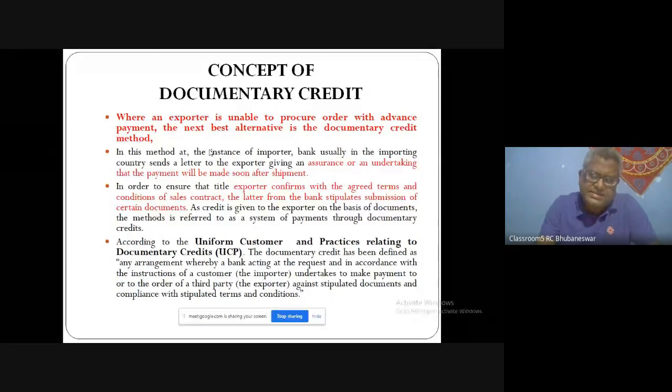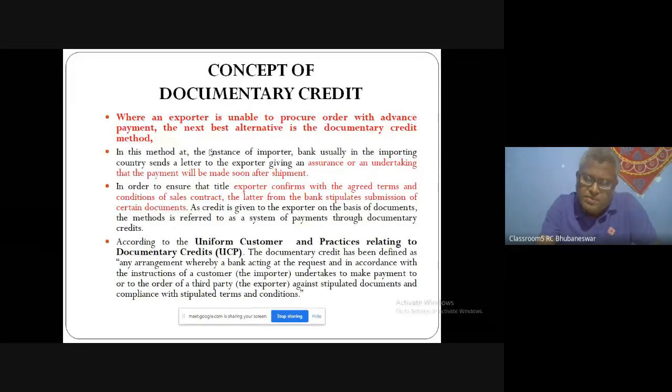It means one bank is an intermediary between two parties, undertaking payment on or soon after shipment. Shipment means delivery of the goods. You sometimes read in your book about pre-shipment credit and another one, post-shipment credit. Here, shipment means loading of the goods. Pre-shipment is at the time of loading of the goods. Post-shipment is when the goods are sent to or reach the destination place.